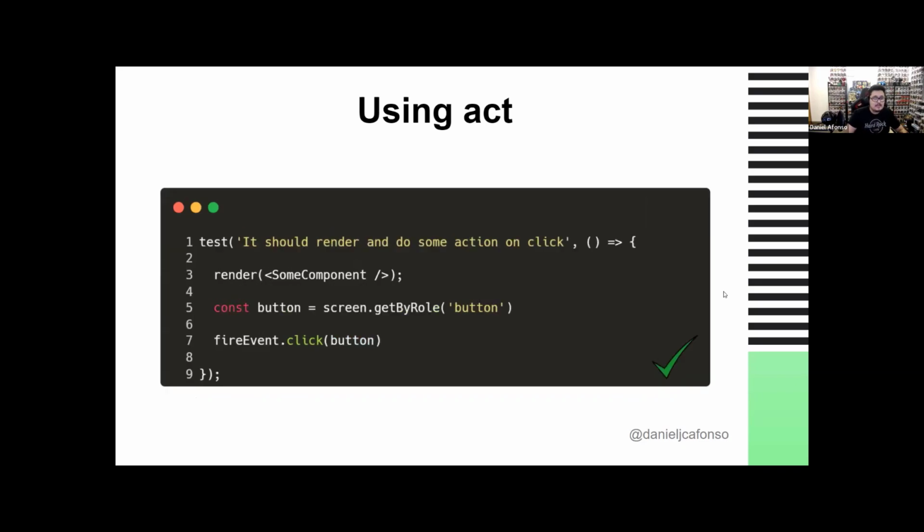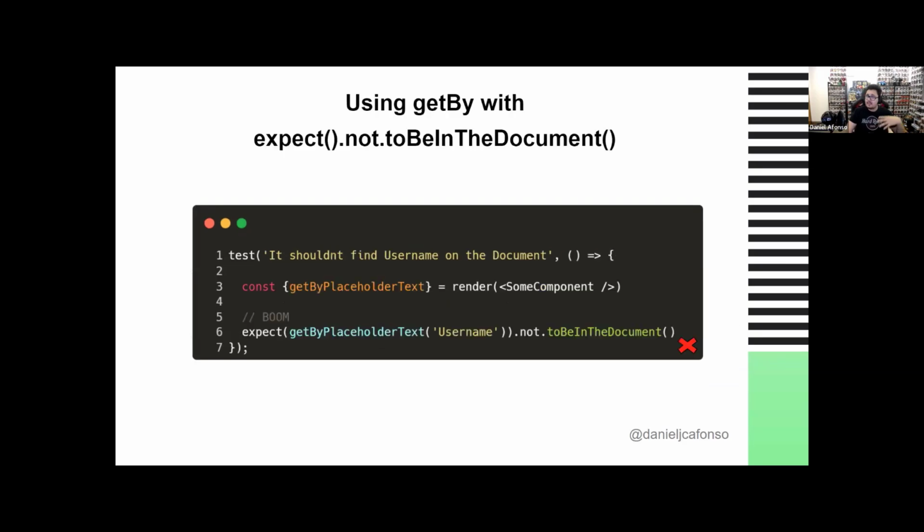Why? Because all the functions that are going to trigger a unit of interaction with the user interface already have act wrapped inside. So if you see an act in your code, then there's probably something you've forgotten to deal with. I know there's an error that happens sometimes. We'll see it a bit further, so if you're thinking about that, don't worry, we'll address it. But you almost never need to use act because React Testing Library already wraps everything with it for you. Using a getBy with the expect not to be in the document.